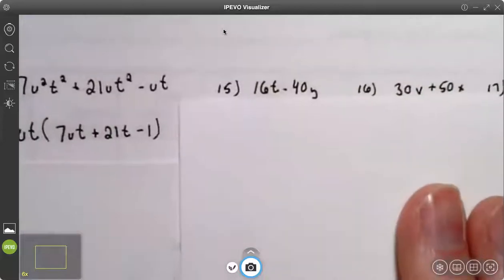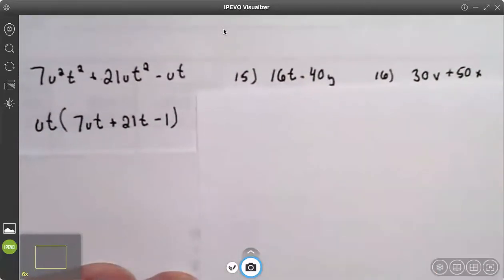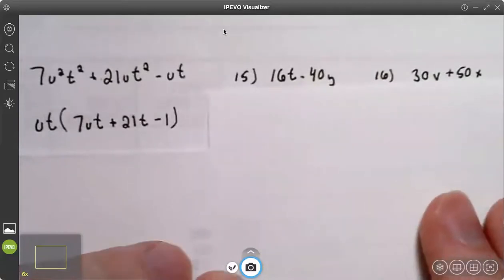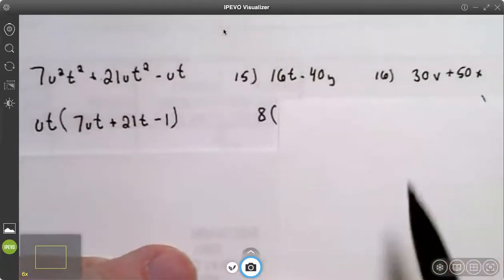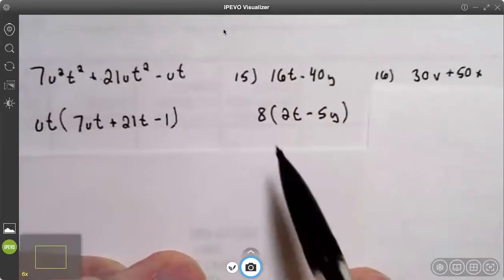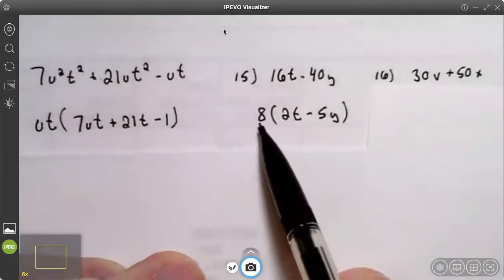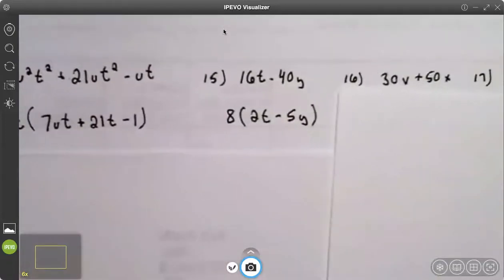Here are a couple of fresh ones. Try number 15. On 15, your greatest common factor is 8. Can't take a t out because the second term doesn't have one. Can't take a y out because the first term doesn't have one. And that leaves you with 2t and negative 5y. 8 times 2t is 16t. 8 times negative 5y is negative 40y. Try number 16.